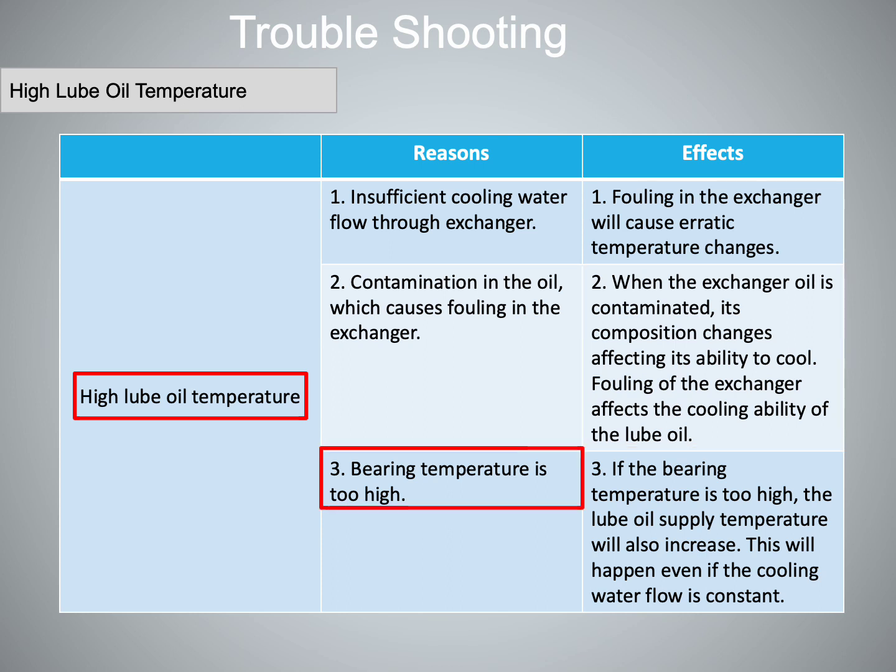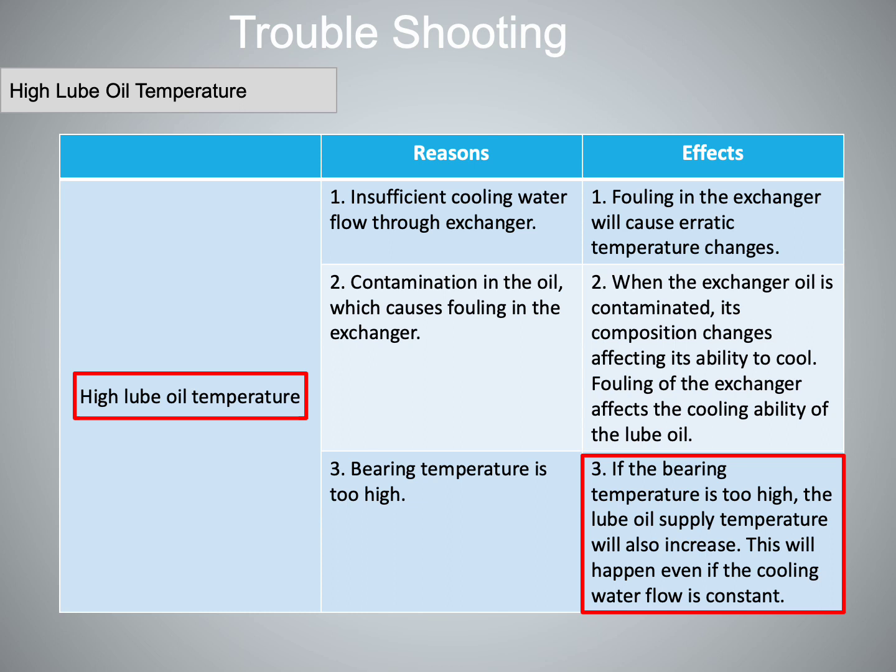Bearing temperature is too high. If the bearing temperature is too high, the lube oil supply temperature will also increase. This will happen even if the cooling water flow is constant.